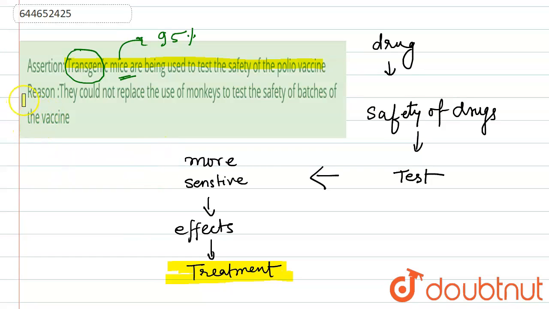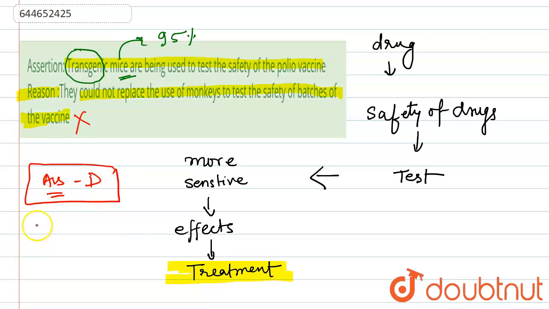Reason is given: they could not replace the use of monkey to test the safety of batches of the vaccine. Okay, reason is wrong here, because we can replace the monkey with other transgenic organisms like mice, guinea pig, and so on. So reason is wrong. So assertion is correct and the reason is wrong. So the correct answer of your question is option number D. That is, assertion is correct and reason is wrong.